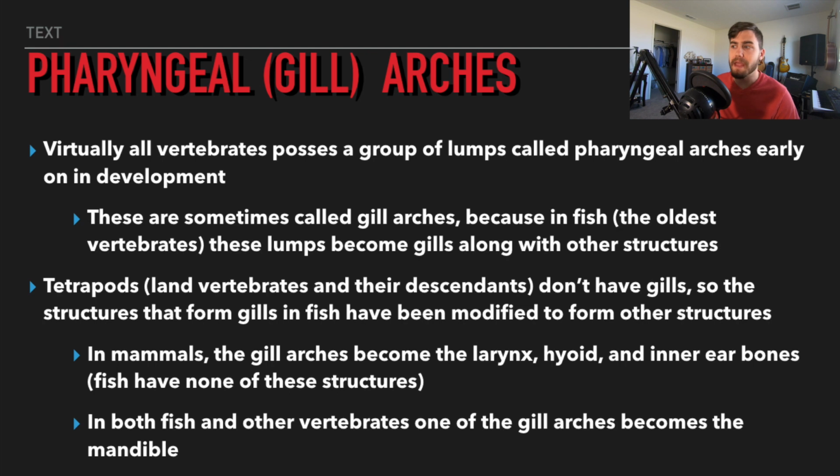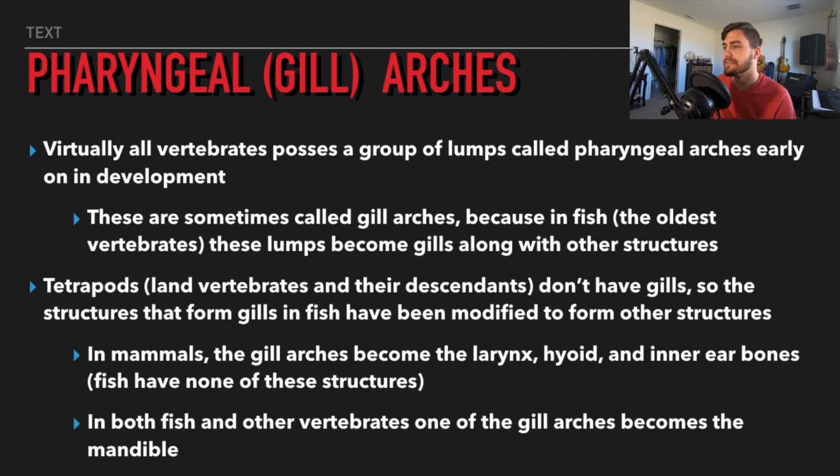So for example, in mammals, the gill arches become the larynx, which is your voice box, the hyoid, which is a bone in your neck that your tongue attaches to, and your inner ear bones, your malleus, incus, and stapes, or your hammer, anvil, and stirrup. Fish have absolutely none of those things, right? But early on in embryonic development, we can see that the fish has these sort of lumpy arches, and we do too. And as we grow and develop, like the crazy face morphing video we just watched, they just simply grow into different things.